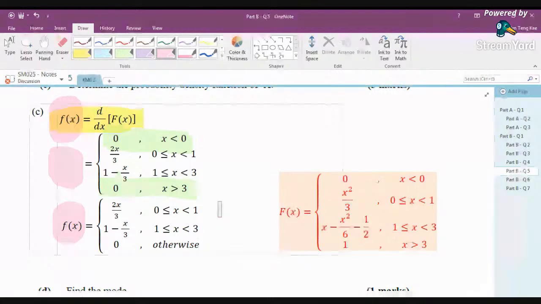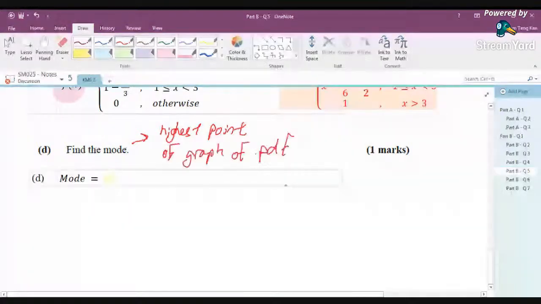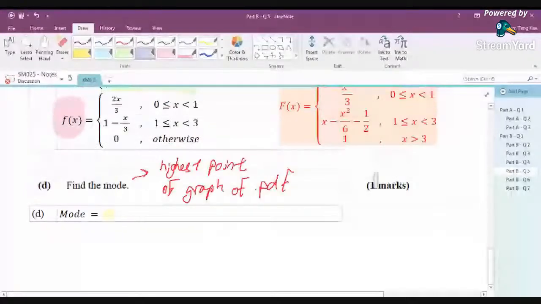Then the last part on question number 5, we want to find the mode. To find the mode, in this case, the mode will refer to the highest point of the f. In other words, we can observe from the graph of this f(x) to know the highest point. So guys and girls, by the way, if you notice, there is only one.